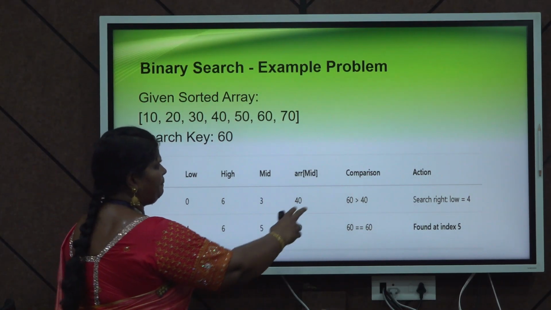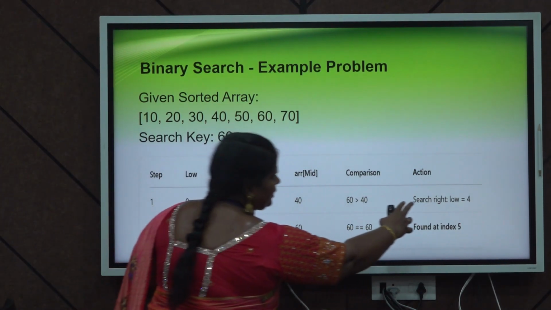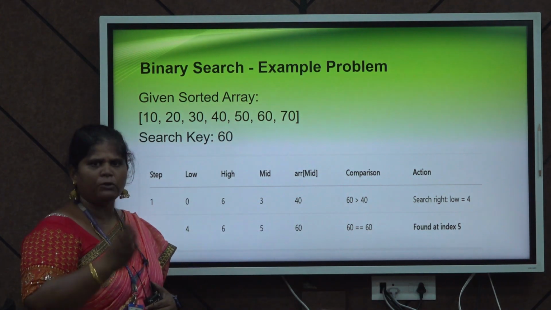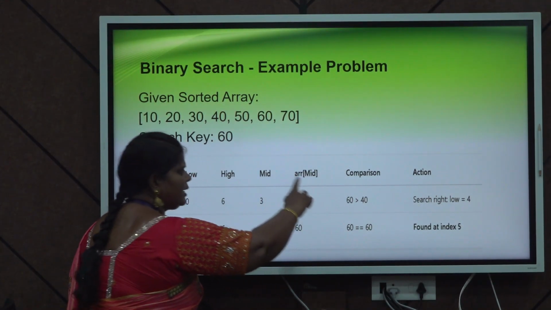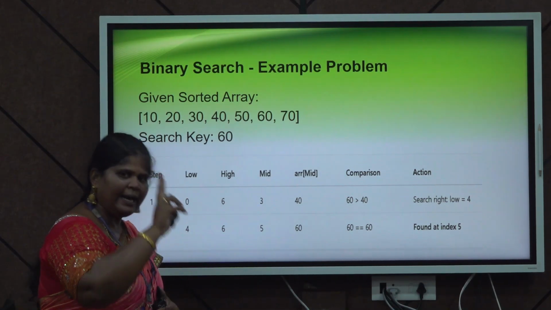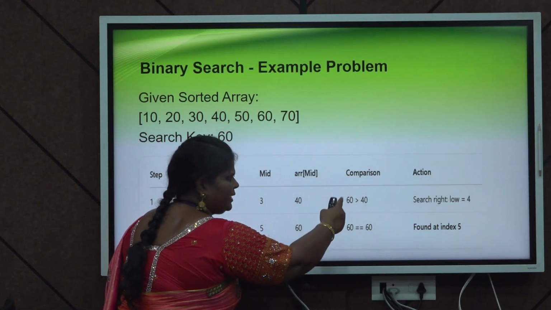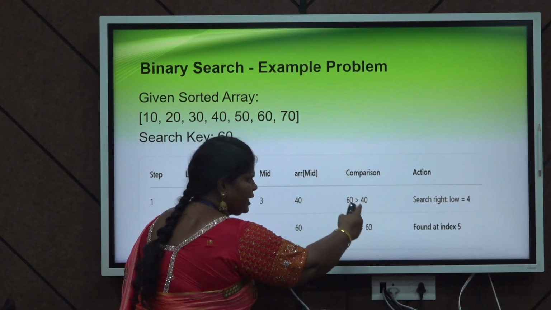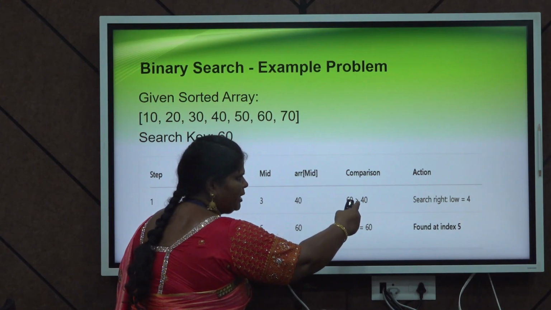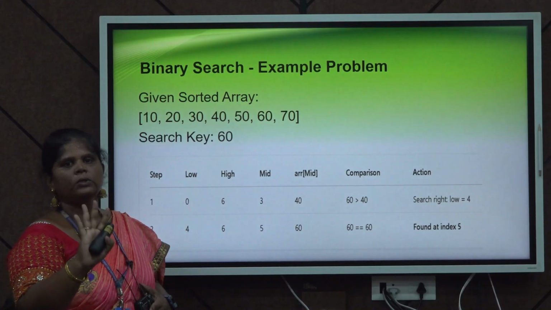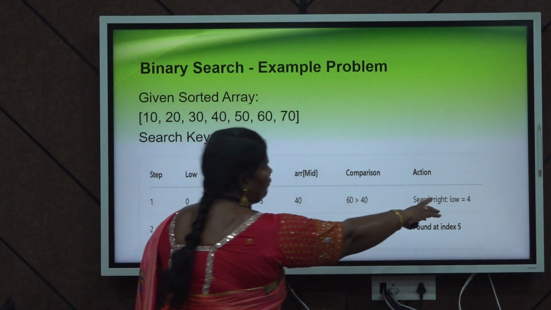This third position element is compared with 60. 60 is greater than 40, right? So search right, low equal to 4. Now we have to set low equal to mid plus 1. Your searching element is 60 and your array position element is 40. Your searching element is greater than the array position element, which means we have to set the low value to mid plus 1. So now low value will be 4.